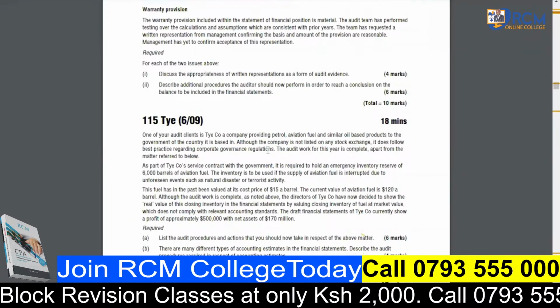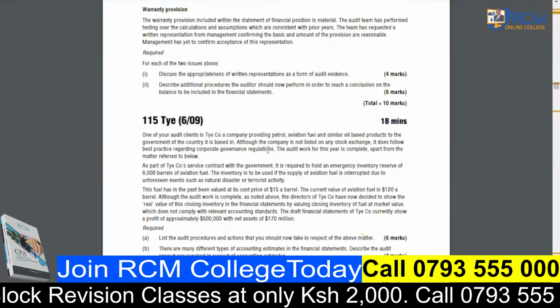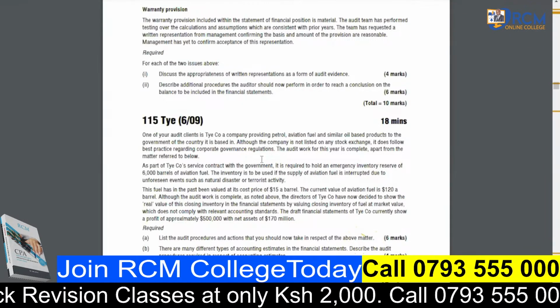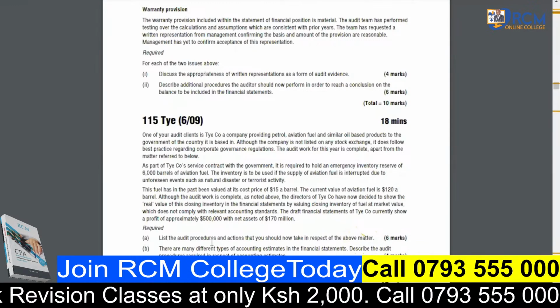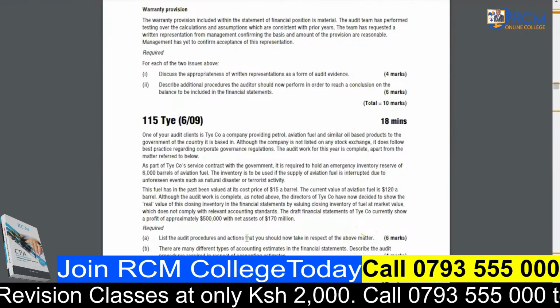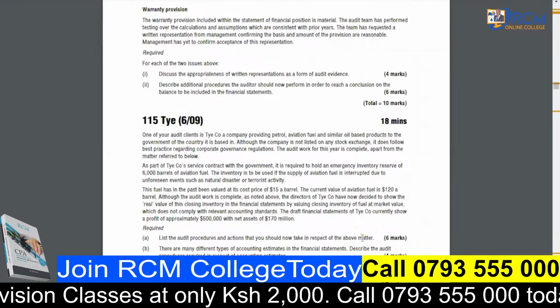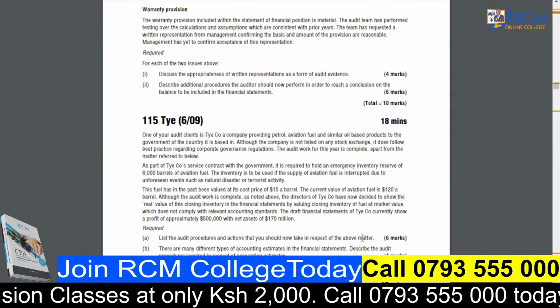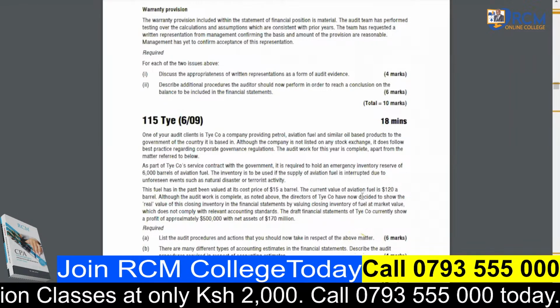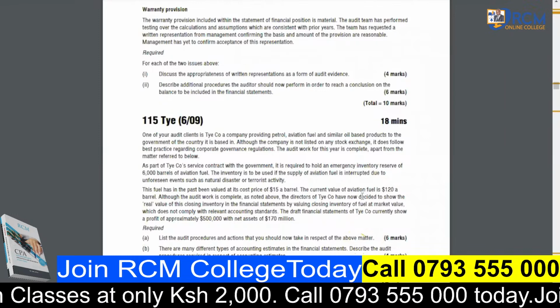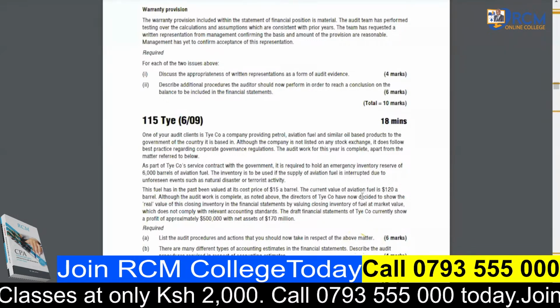Look at question number 115, tire company. They want us to give them the audit procedures and the actions that you should now take in respect of the above matter. In respect of the above matter, those things of a review, those things like analytical, whatever, these are the kind of simple things.